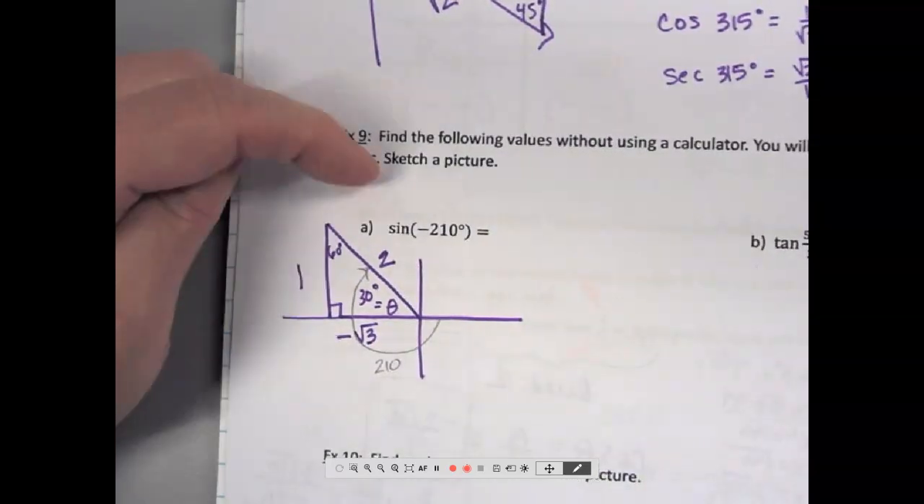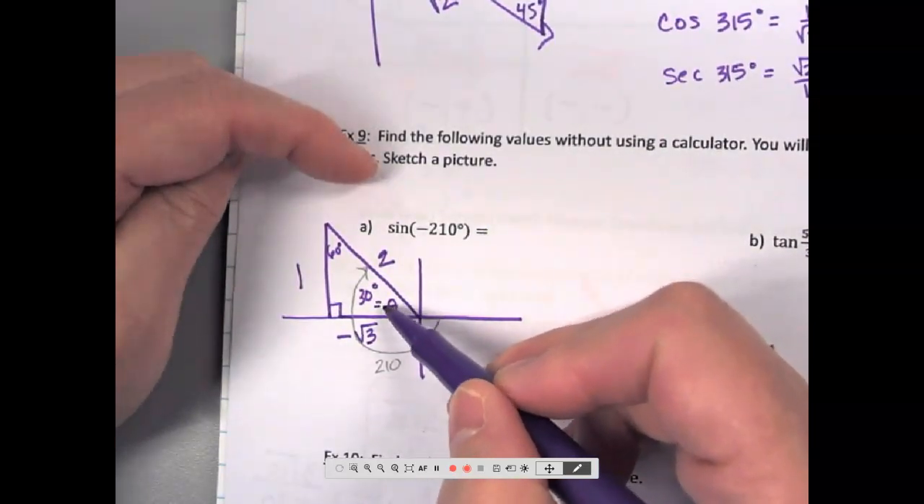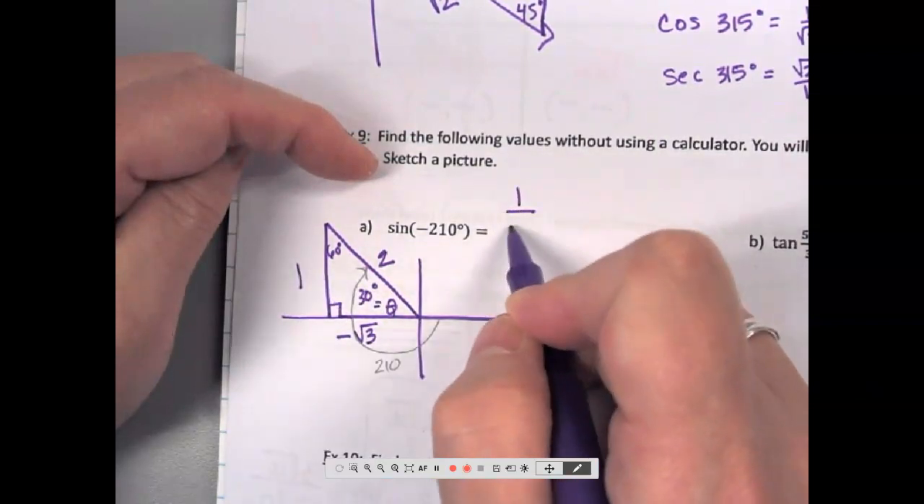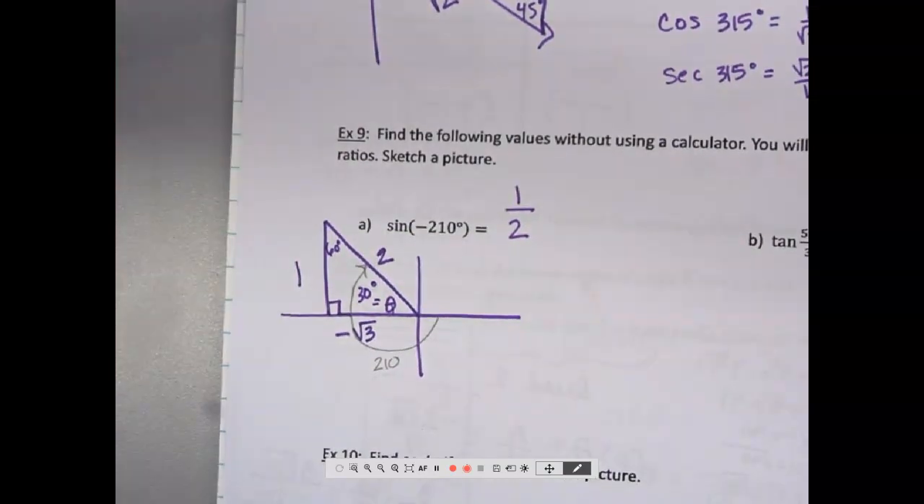Okay, so now I need sine of 210. I'm going to use this reference angle for my 210. Sine is opposite over hypotenuse. Whew, no work to do on that one.